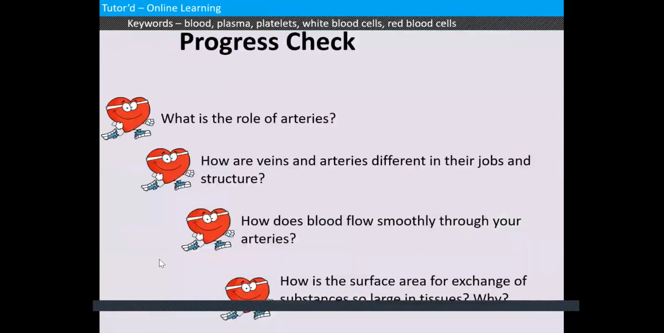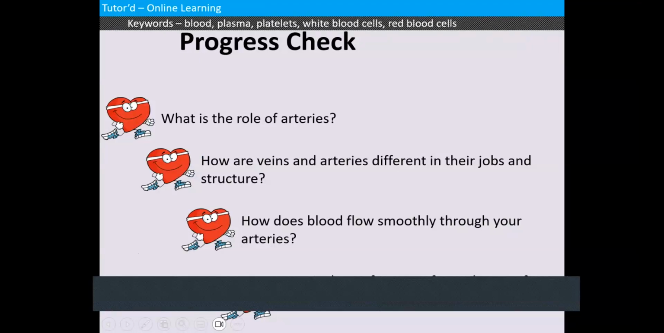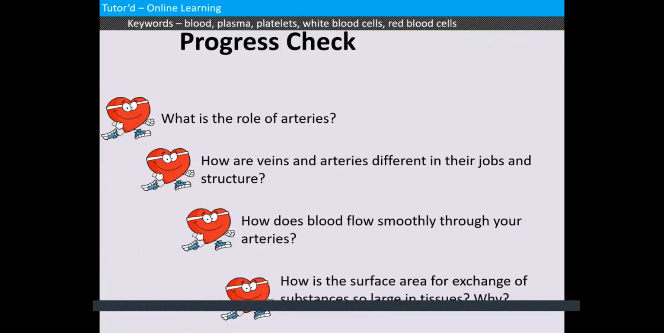So could you please continue answering those questions? We can write in the chat box directly. Let's start with the first one. What is the role of arteries?